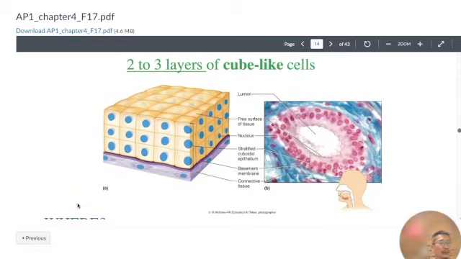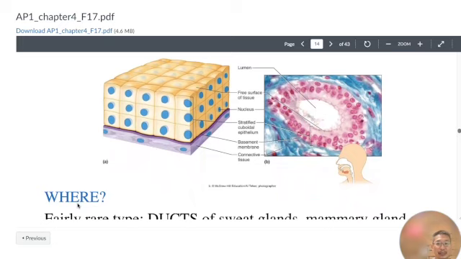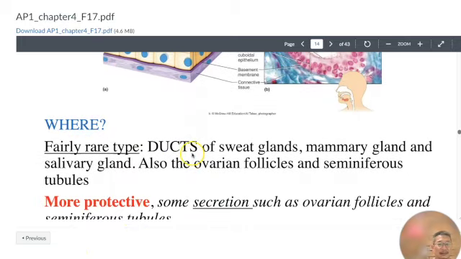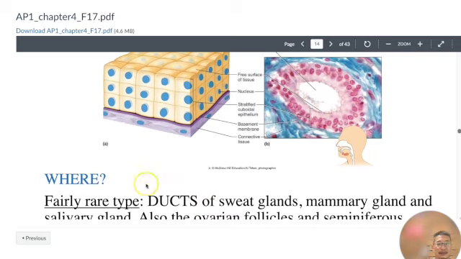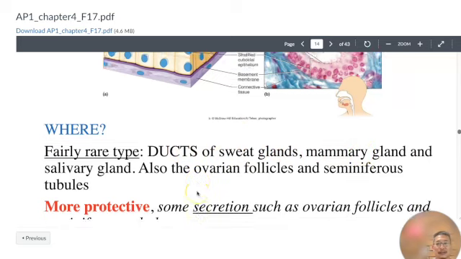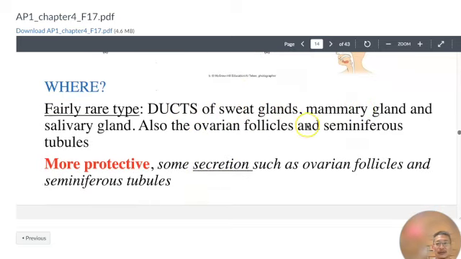Stratified cuboid, again, 2 or 3 layers of cuboid cells. Found in the glands, certain glands. This is fairly rare. Sweat gland, ducts of sweat gland, mammary gland, salivary gland, ovarian follicle, seminiferous tubule. Both of these are in the reproductive organ.